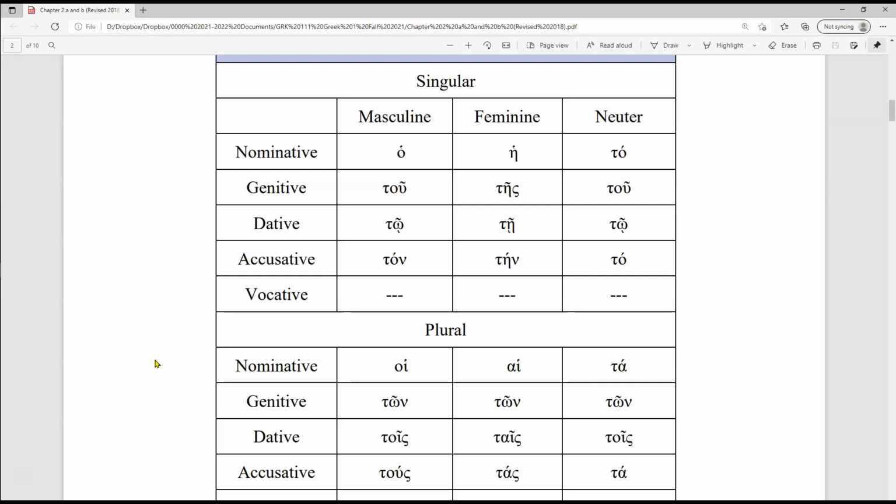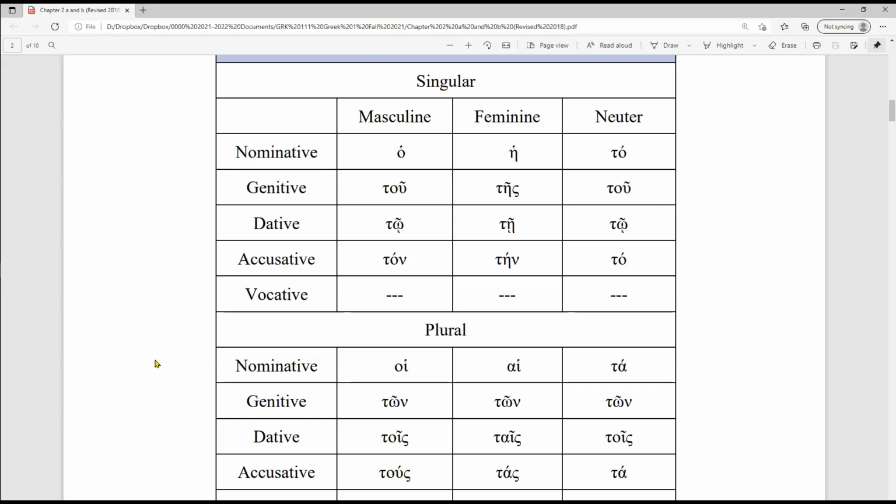So if you can't just write this chart down and just say it, to say ho, tou, tō, ton, hoi, tōn, tois, tous, hē, tēs, tē, tēn, hai, tōn, tais, tas, to, tou, tō, to, tōn, tois, ta. If you can't say it like that, then you need to work on this chart first. This chart will be the foundation for all other charts. So let's say this together, and we'll say it down.